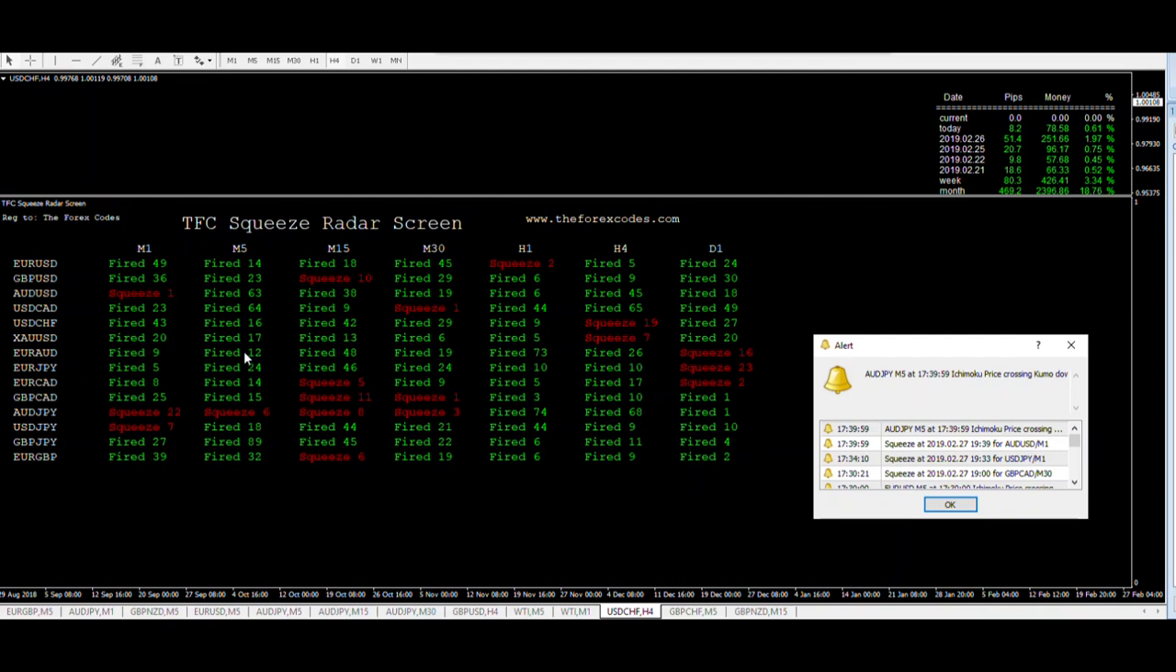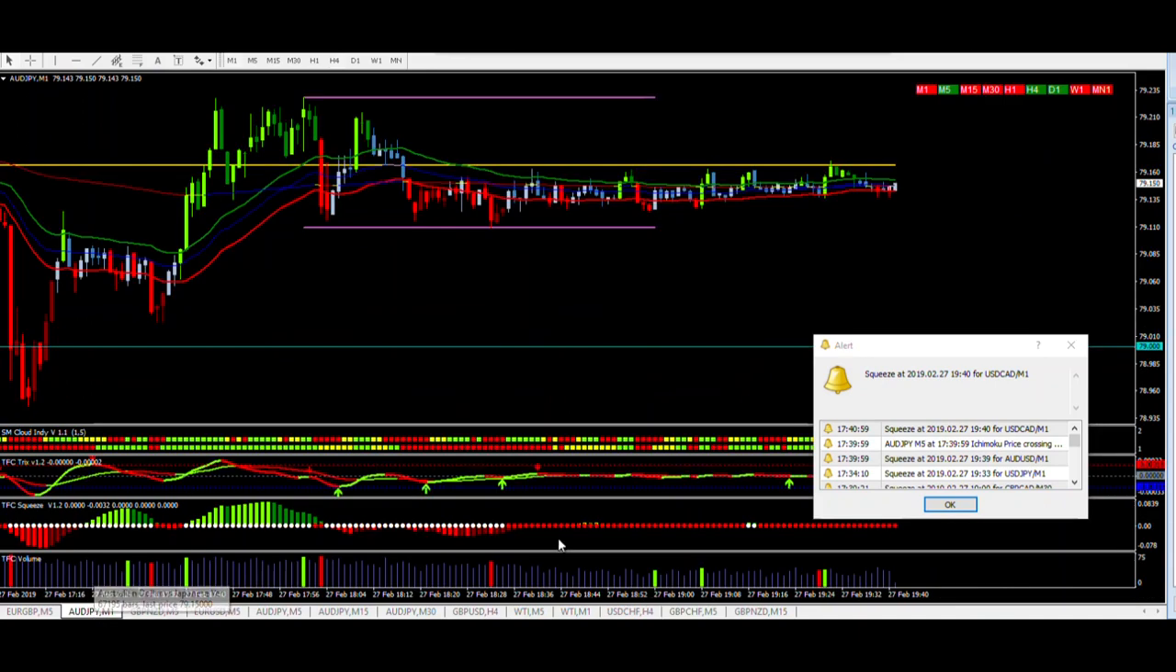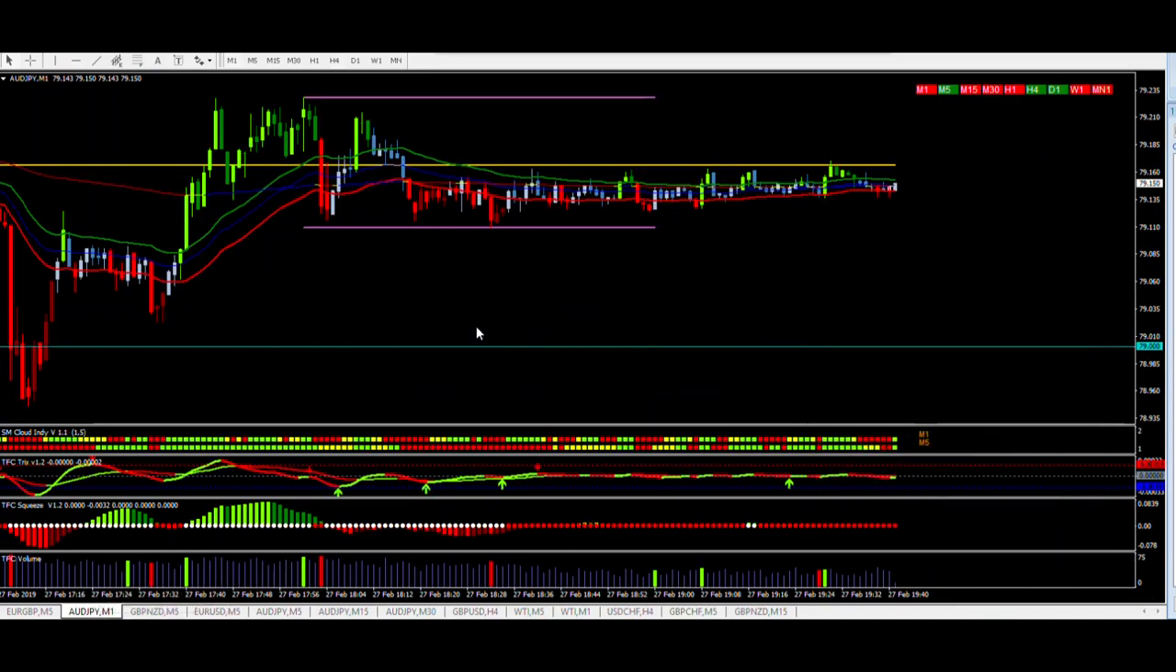And when this part here where it's red, for example, the Aussie Yen's been in the squeeze for 23 bars on the 1 minute, 23 minutes. Okay, let's have a look. Aussie Yen. Let's just take that off. Look at this. I've very rarely seen one like that so long. But it's telling me straight away that this is in a squeeze.